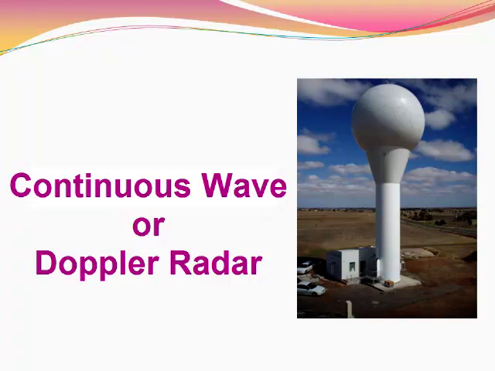In today's class, we are going to discuss a new type of radar called continuous wave radar or Doppler radar. As we see cars moving with petrol as well as diesel, radars also are of two types. One is a pulsed radar and the other one is a CW radar.